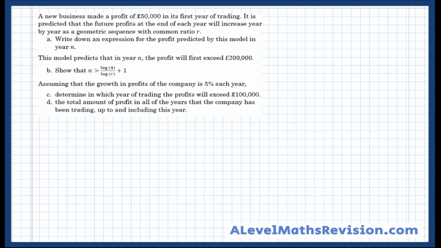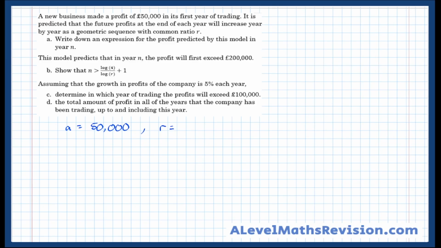And this one you can see is more situation problem based. So it says a business made a profit of £50,000 in its first year of trading. It's predicted that the future profits at the end of each year will increase year by year as a geometric sequence with common ratio r. So I'm going to pause there and just try and interpret what that's told us. So it's told us that there's a geometric sequence that the profit follows, and the first profit is £50,000. So that's telling us that A equals 50,000. R equals, well, we can't tell yet.